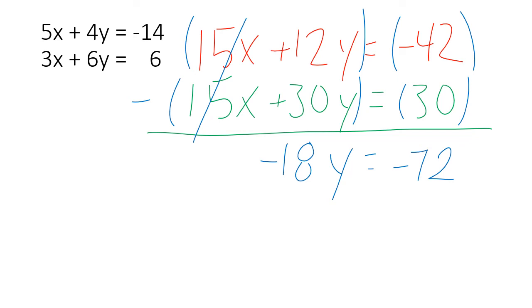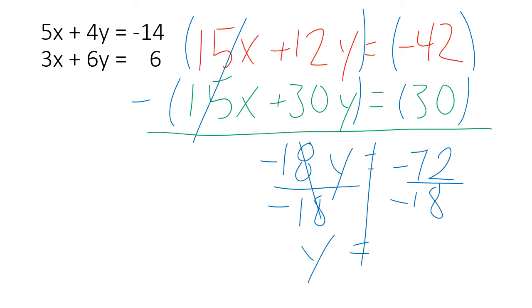The way we get y alone is we divide both sides by negative 18. Negative 18 here, so this becomes y. Negative 72 divided by negative 18 is going to be positive 4, so y is 4. Now we just got to plug that back in to get x. Again, I just like the ones that don't have any negative signs. It's easier for me to do in my head.